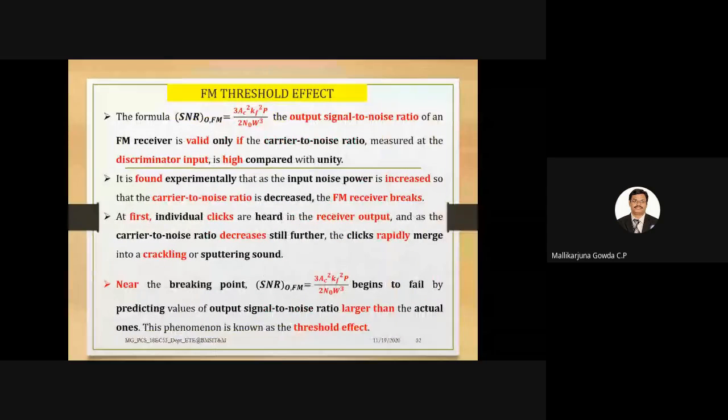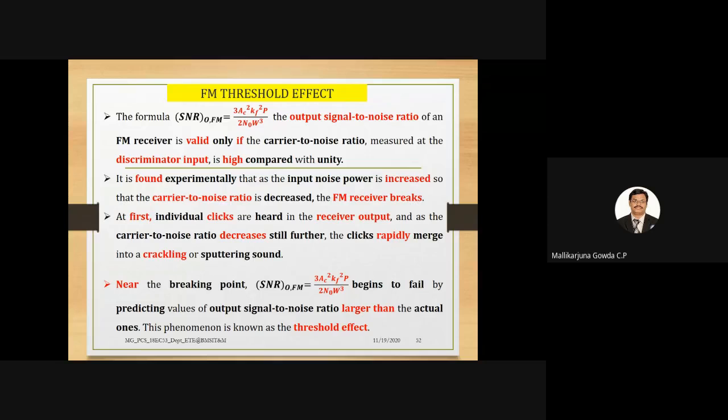Okay, next one is the threshold effect. Similar to this, we have also discussed it in AM receivers. What is the threshold effect? This is all related to the value of output SNR and the carrier to noise ratio. When the carrier to noise ratio is large, only then the equations of output SNR will be valid. So we know the expression for output SNR, which I repeat here: 3 A square C, K square F into P divided by 2 N0 W square.